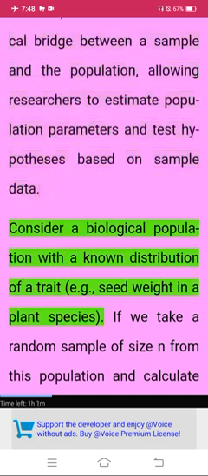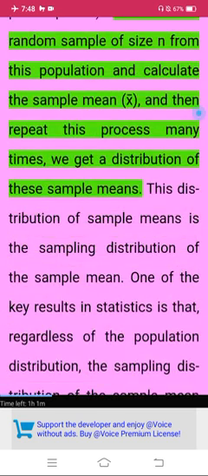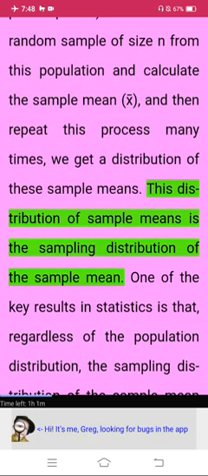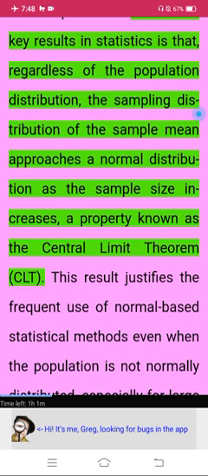Consider a biological population with a known distribution of a trait, e.g., seed weight in a plant species. If we take a random sample of size n from this population and calculate the sample mean x-bar, and then repeat this process many times, we get a distribution of these sample means. This distribution of sample means is the sampling distribution of the sample mean. One of the key results in statistics is that, regardless of the population distribution, the sampling distribution of the sample mean approaches a normal distribution as the sample size increases, a property known as the central limit theorem, CLT.